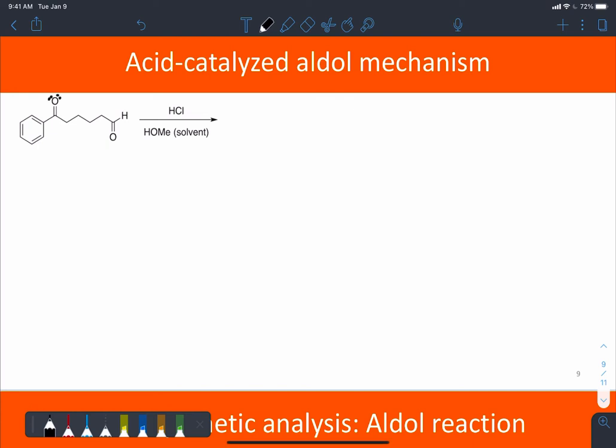So this is the acid-catalyzed aldol reaction mechanism, and we'll see that it follows all the same principles that we've seen before. So first step is that protonation.